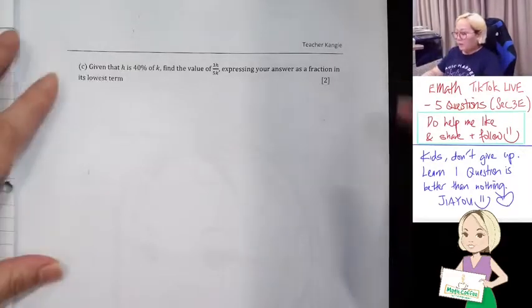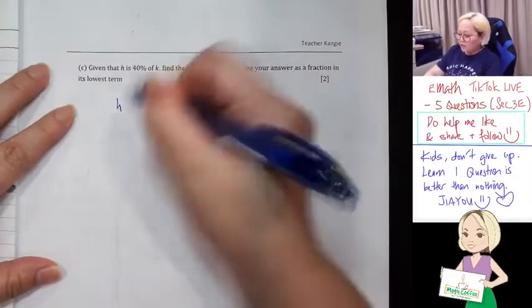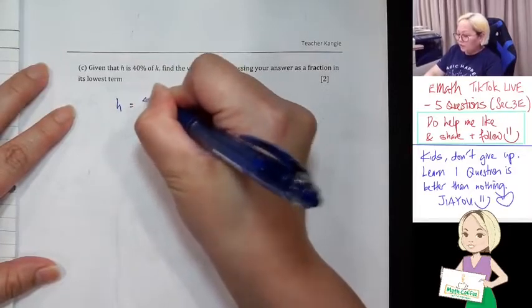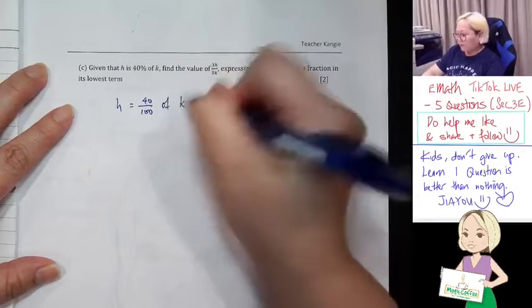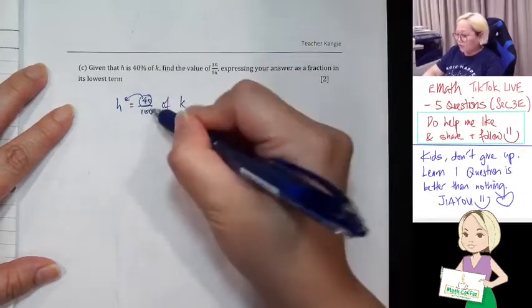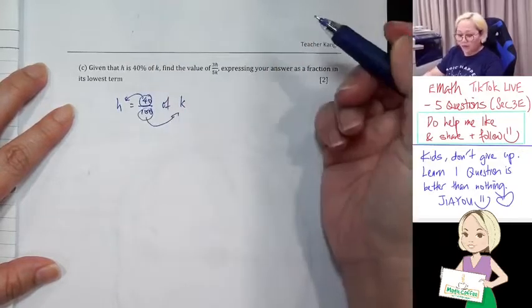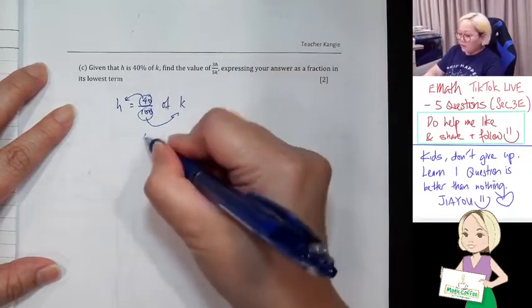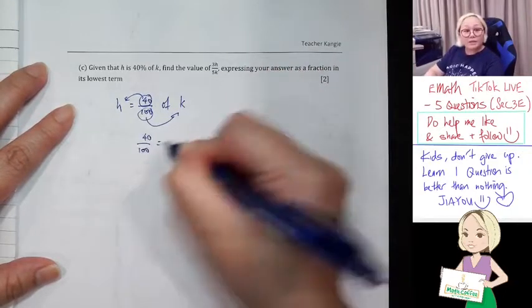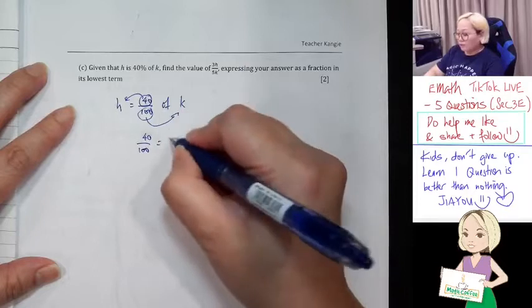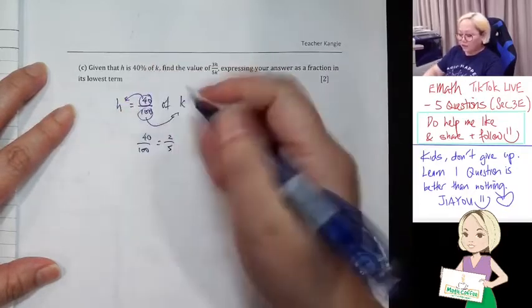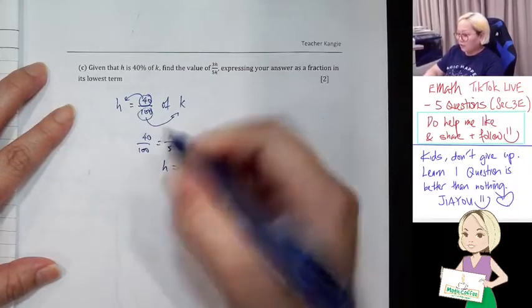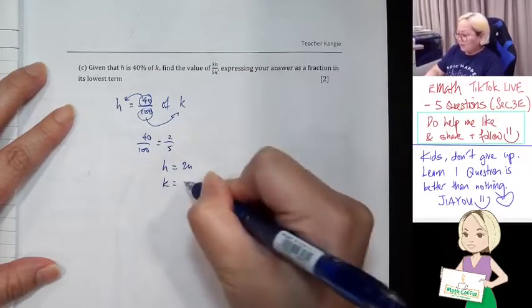Okay, it's a bit like primary school. H equals 40%, means 40 over 100 of K. So the 40 goes to the H and the 100 goes to the K. But 40 over 100, I'm going to simplify. If you press the calculator, reduced to the lowest term, it is 2/5. So it means H is 2 units and K is 5 units.